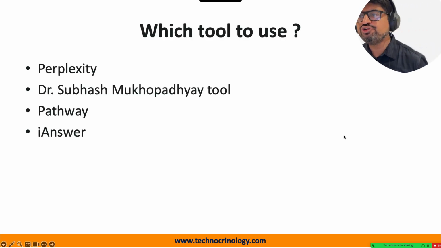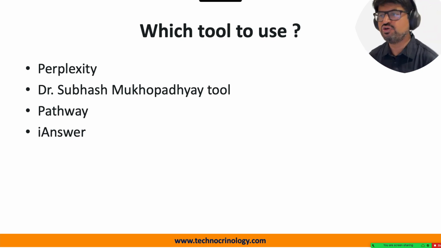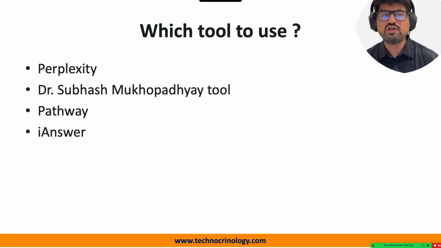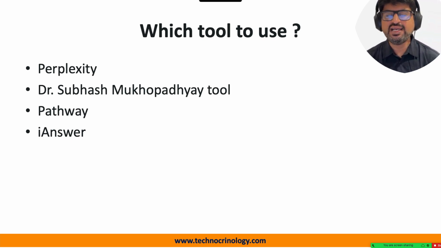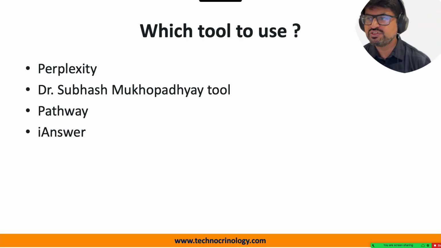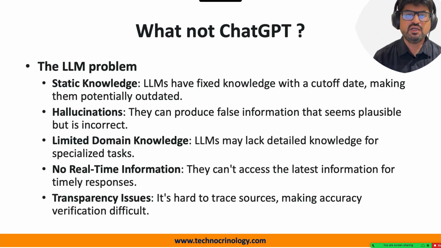So what tool should you use for search? You can use Perplexity. But again, if you access the course on technology.com, we have made a tool specifically for doctors. It's called Subhash Mukhopadhyay tool. I'll tell you the name and genesis of that also. There are other apps also. There is an app called Pathway, which not many people know about, but it's a very good app. You can try it out. And there is another app by another doctor called iAnswer. You can search for these apps. These are free apps, available on various platforms, and made for doctors. So again, you can use these for AI-based search or to search clinical literature for answers.